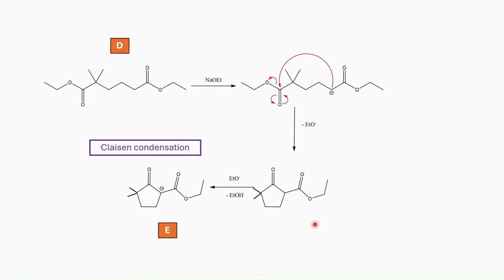Actually, this step is very important here, because this is what drives the whole Claisen condensation reaction. This should be the structure of compound E. And now we got our compound E, which is subject to decarboxylation. We show the mechanism for this decarboxylation in the next slide.